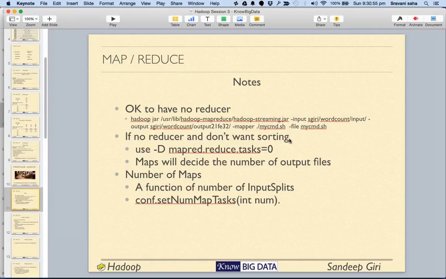Secondly, if you have no reducer, you can say that you don't want sorting. Then the role of Hadoop becomes very small. You can specifically say that you don't want sorting, which means whatever output is coming from the mappers is directly getting stored in the output without any reducer, without any sorting.